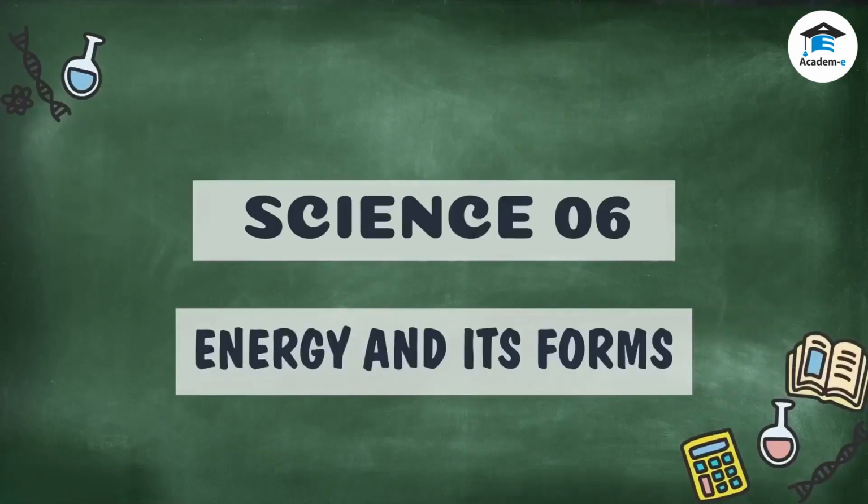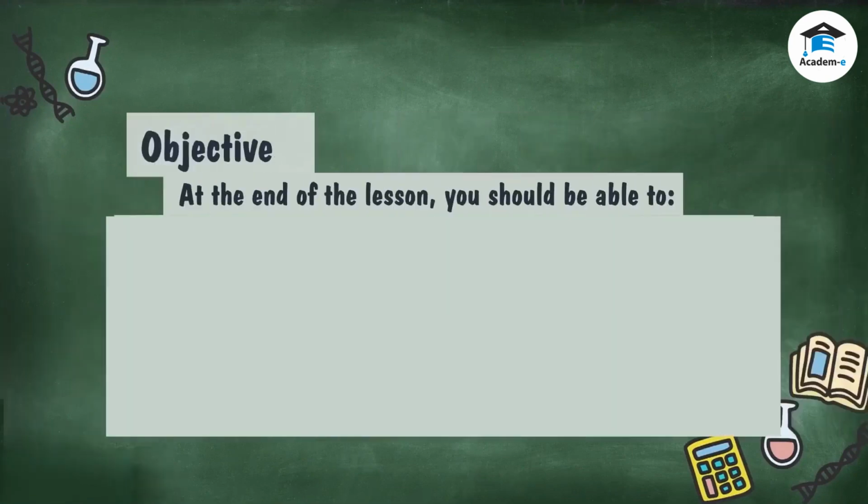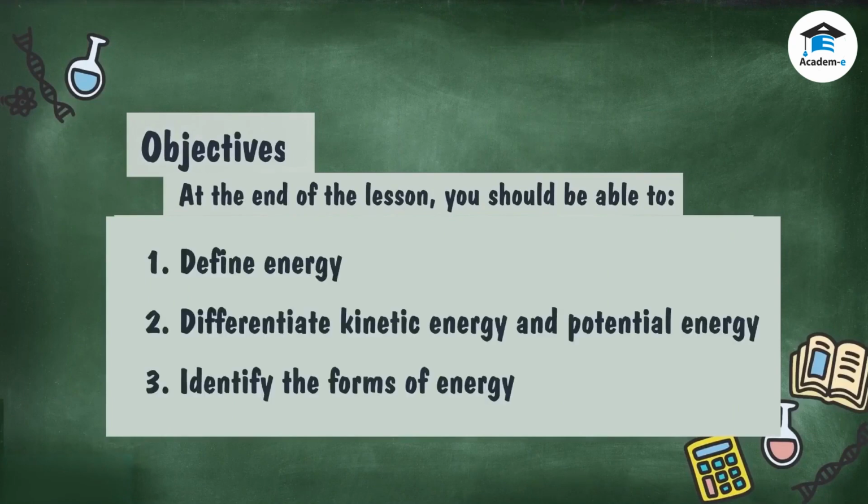Science 6. Energy and its forms. Objectives. At the end of the lesson, you should be able to define energy, differentiate kinetic energy and potential energy, identify the forms of energy.